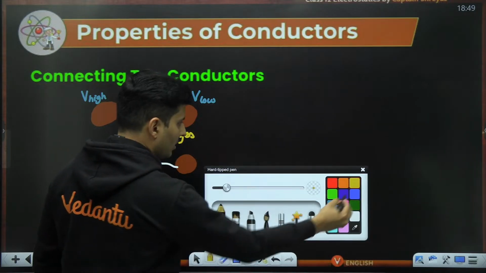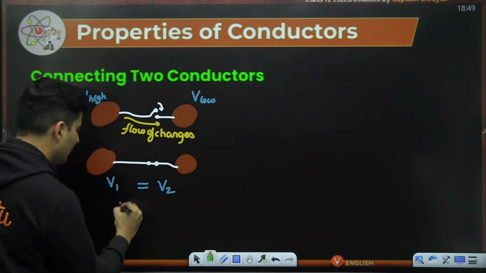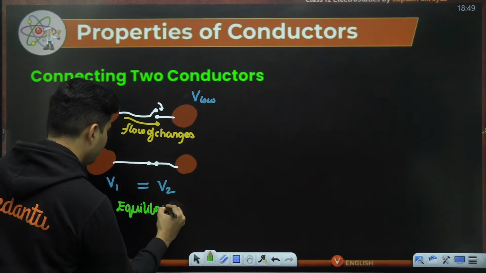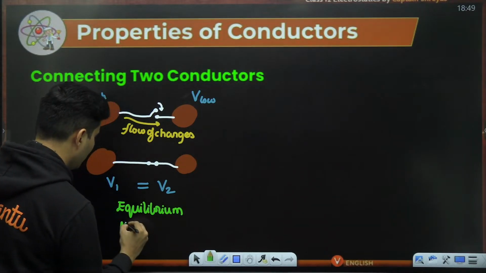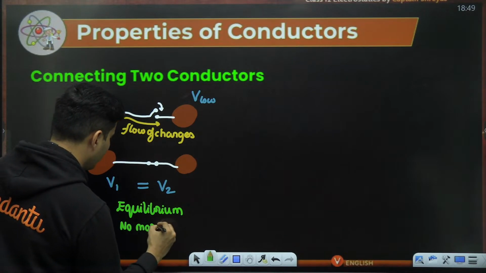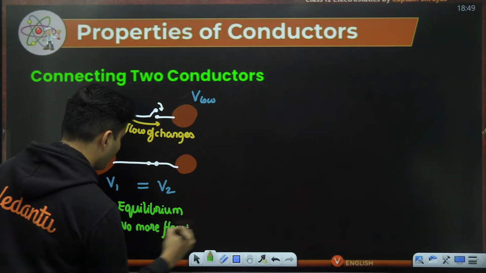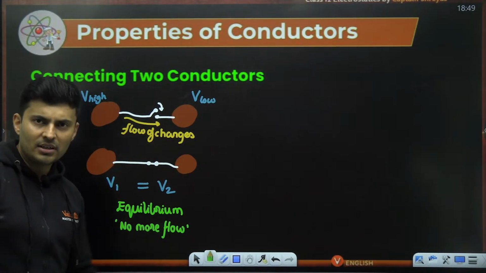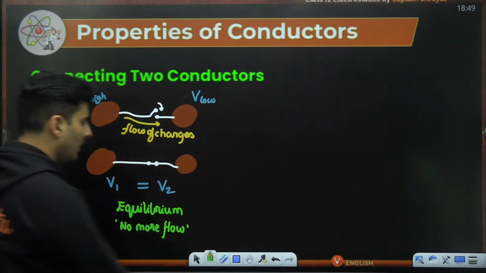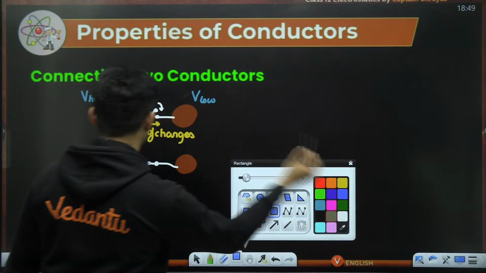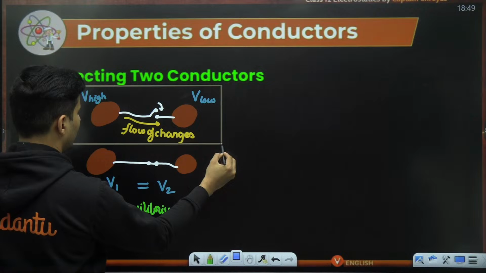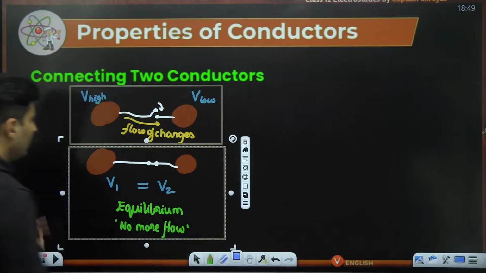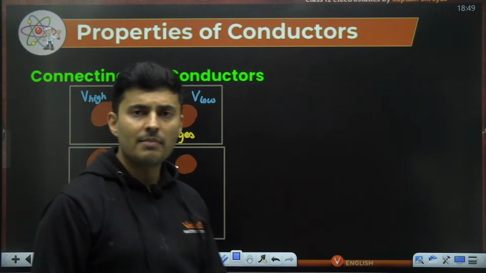Here you will see it will be equilibrium, and no more flow of charges. No more flow of charges will be there. They will both have the same voltage. Okay, so this is the second aspect of it. This was the first part, and then this was the second situation. Clear, my dear students? Very, very important.